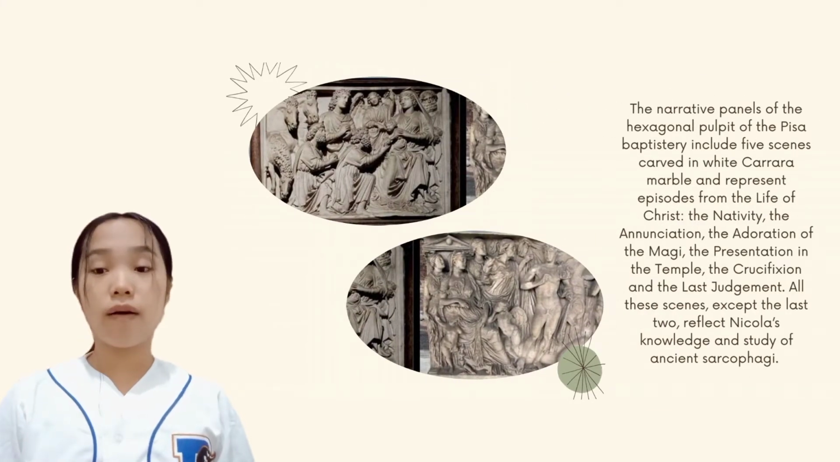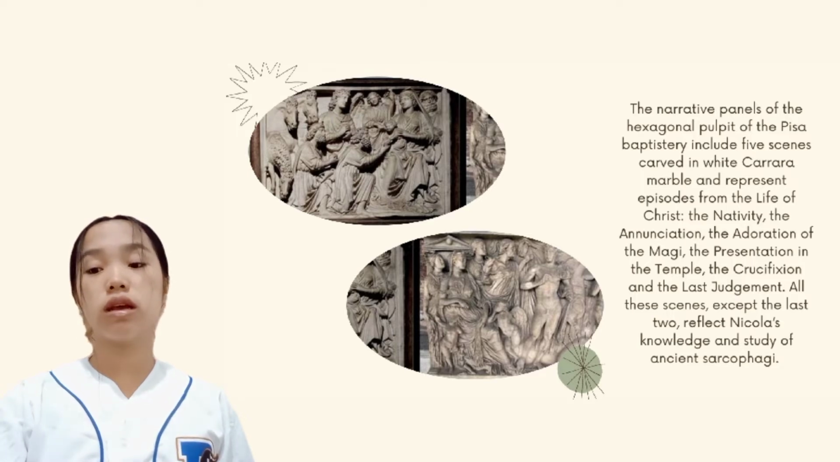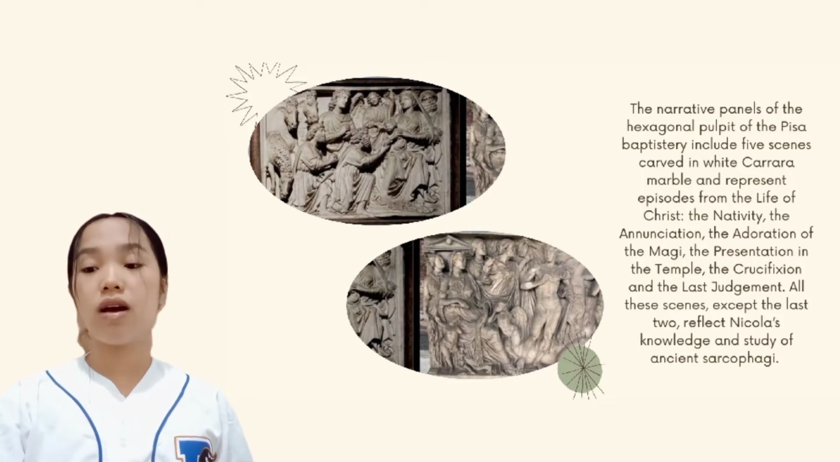The narrative panels of the hexagonal pulpit of the Pisa Baptistery include 5 scenes carved in Carrara marble and represent episodes from the life of Christ: the Nativity, the Annunciation, the Adoration of the Magi, the Presentation in the Temple, the Crucifixion, and the Last Judgment. All these scenes except the last reflect Nicola's knowledge and study of ancient sarcophagi.